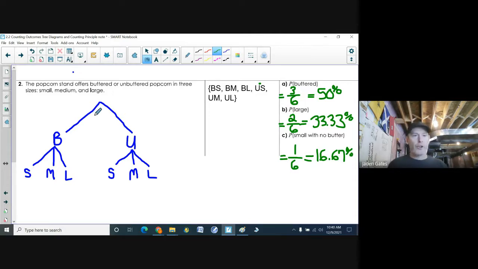So again, there's our tree diagram, which sorts things out for us. And that allows us to come up with our sample space, which then helps us find our probabilities. All right, let's try another one of those.